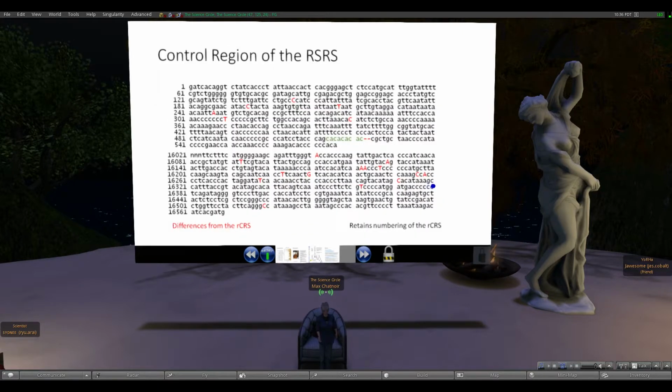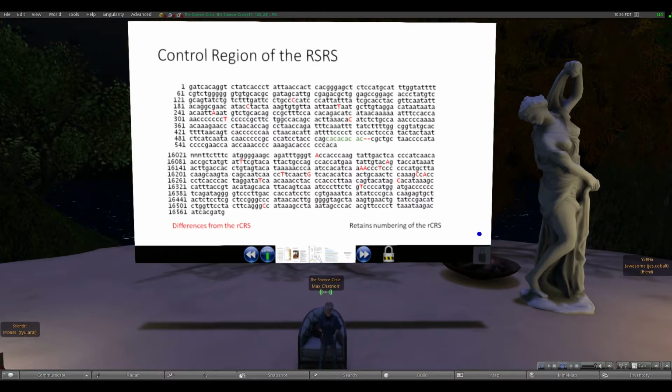So this is the control region of the RSRS, the reconstructed sapiens reference sequence, and each of these capital letters in red represents a difference from the Cambridge reference sequence, although the reference numbers here are the same as the numbering of the Cambridge reference sequence. They kept those reference numbers because the haplogroups are defined with respect to those numbers. So they thought it would be just too confusing to change the numbers to match the RSRS. So they didn't do that.